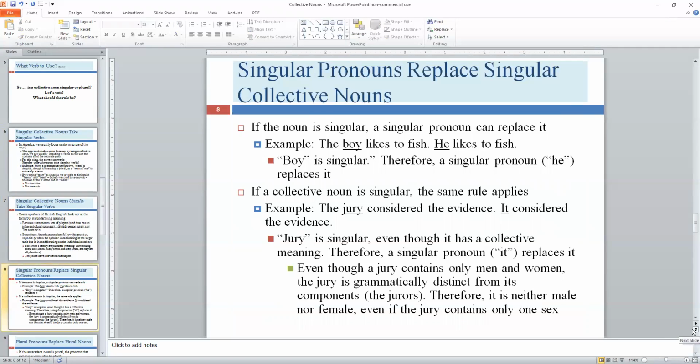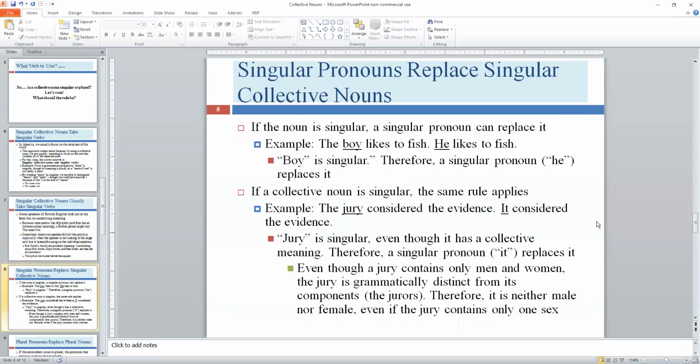Okay, now let's talk about, so we've talked about what verb the collective noun takes. That's usually not the problem. The problem is usually having to do with the pronoun that is appropriate. We already know that if a noun is singular, it needs to be replaced. If it's going to be replaced, it needs to be replaced by a singular pronoun.